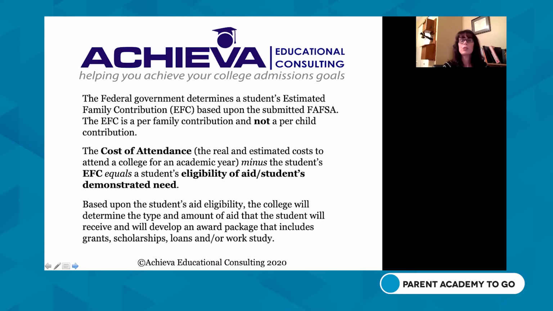Based upon the student's aid eligibility, the college will determine the type and amount of aid that the student will receive and will develop an award package that includes grants, scholarships, loans, and/or work study. So although the federal government determines the amount of aid, the individual college or university determines how that aid is awarded to each individual student.